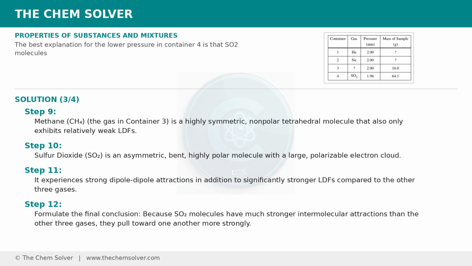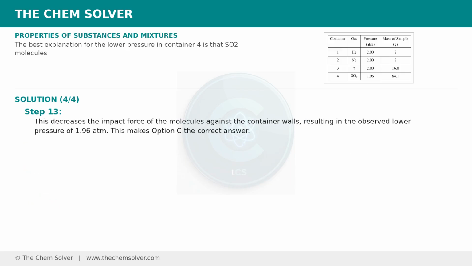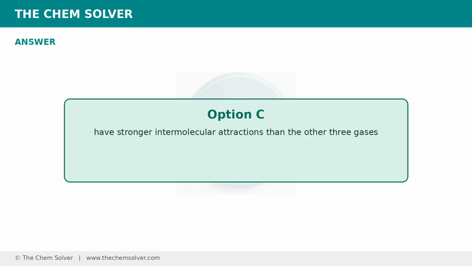Formulate the final conclusion. Because SO2 molecules have much stronger intermolecular attractions than the other three gases, they pull toward one another more strongly. This decreases the impact force of the molecules against the container walls, resulting in the observed lower pressure of 1.96 atmospheres. This makes option C the correct answer. The correct answer is option C, have stronger intermolecular attractions than the other three gases.